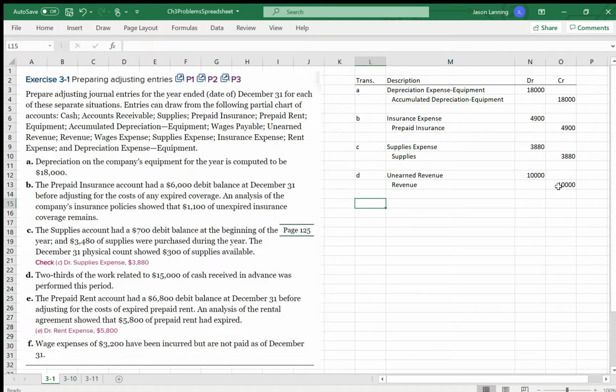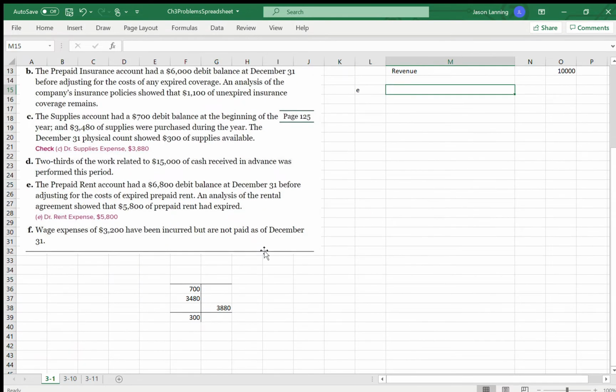All right, now number E. Prepaid rent account had a $6,800 debit balance at December 31st before adjusting for the cost of expired prepaid rent. An analysis of the rental agreement showed that $5,800 of prepaid rent had expired. Again, they cheat here, but that's okay because we're still going to calculate it. So prepaid rent had a $6,800 debit balance before adjusting for the cost of expired prepaid rent.